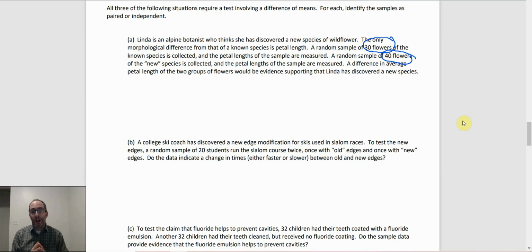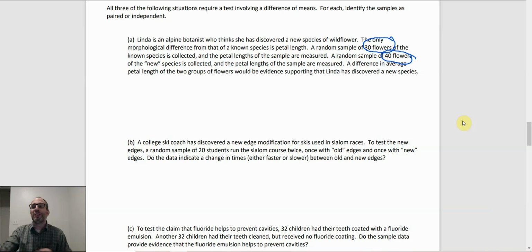There is no pairing at all, even without looking at the sample sizes. So even if we weren't given that, we have 30 of the known species and 40 of the new species, right? There's nothing in there about pairing. It's just two totally distinct groups. Here's group one, here's group two.